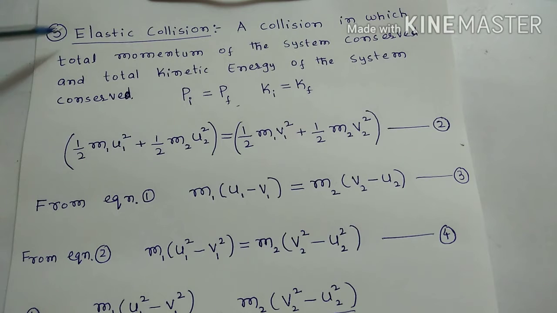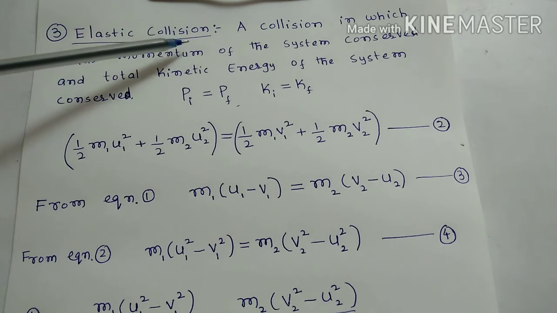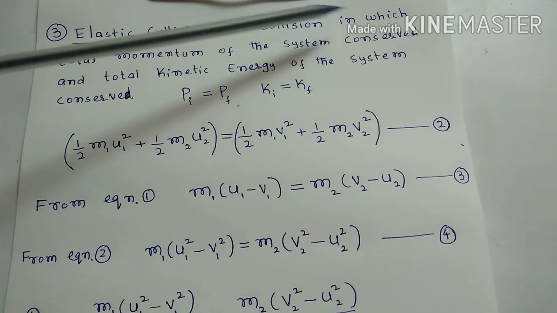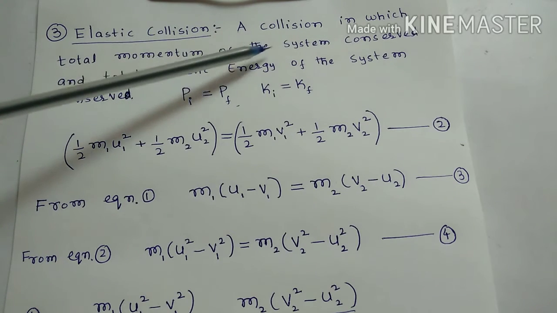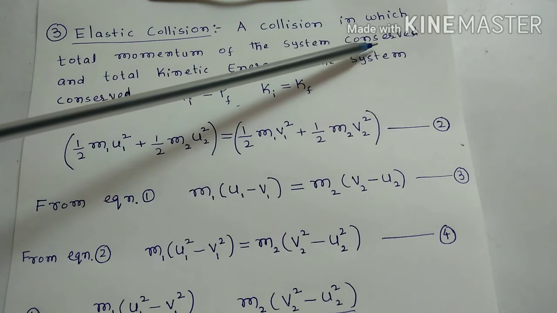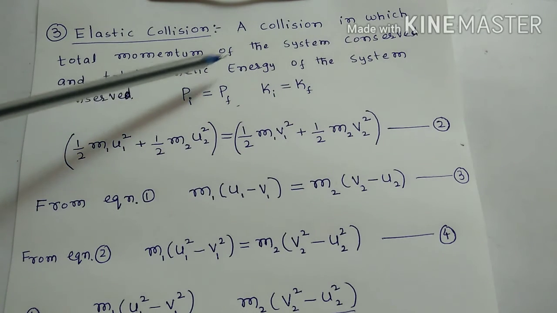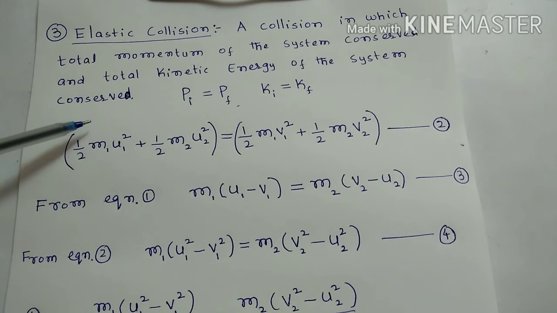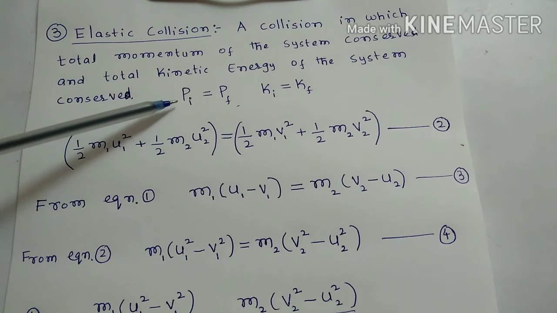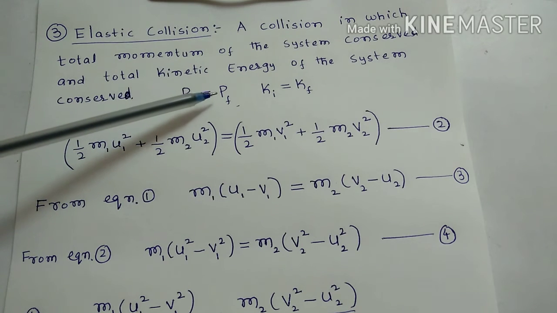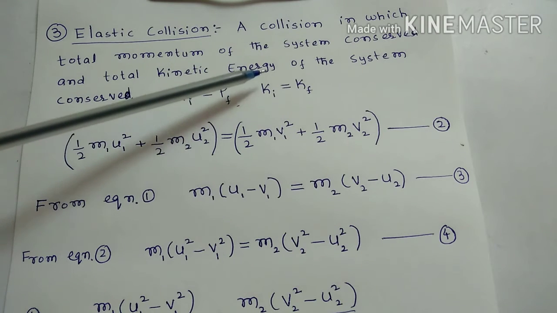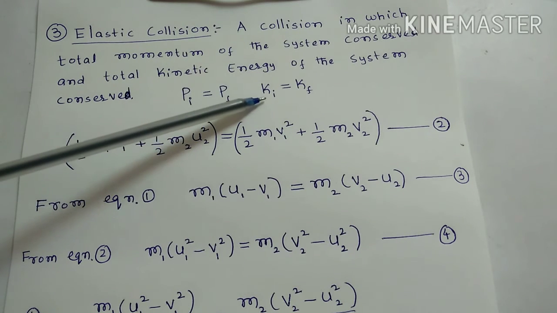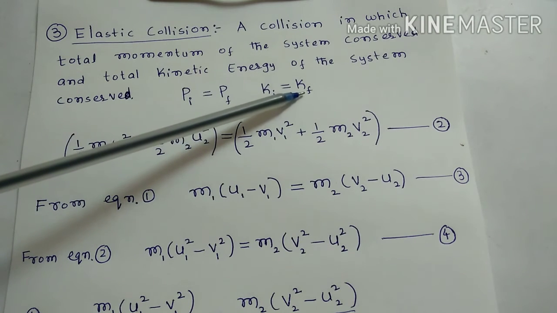The third topic, elastic collision. A collision in which total momentum of the system is conserved and total kinetic energy of the system is conserved, then only it is called elastic collision. It means initial total momentum PI equal to final total momentum PF. Similarly, initial total kinetic energy KI equal to final kinetic energy KF.